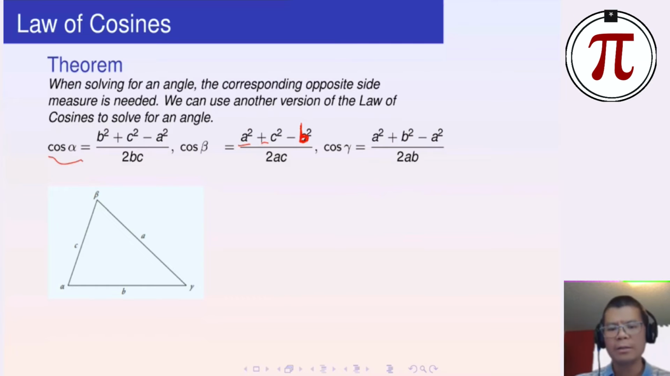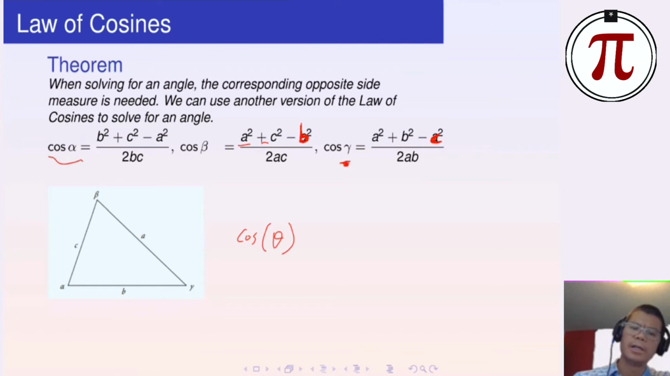Now for gamma, this is a squared plus b squared, sorry, it's a typo, it should be c squared. Cosine gamma equals a squared plus b squared minus c squared over 2ab. Where you see that this is the cosine of the angle.